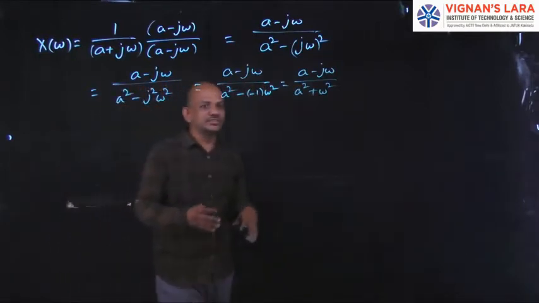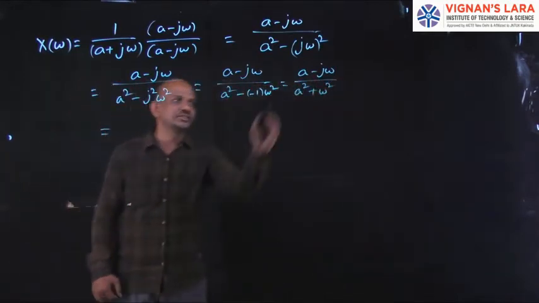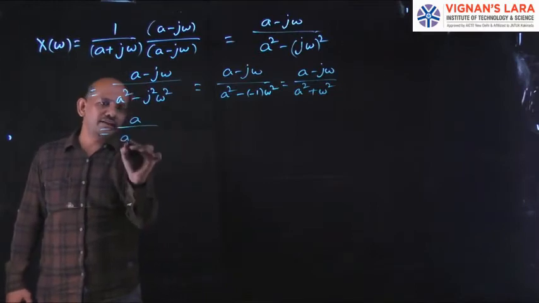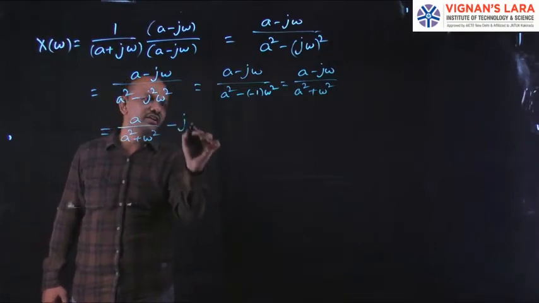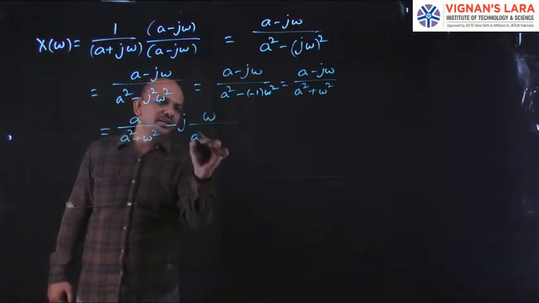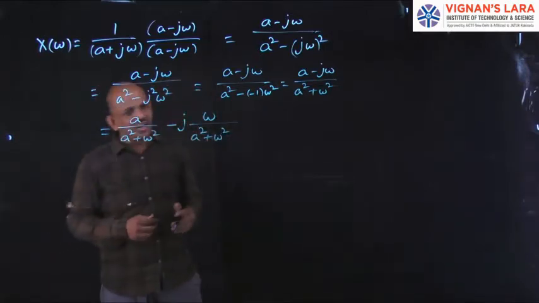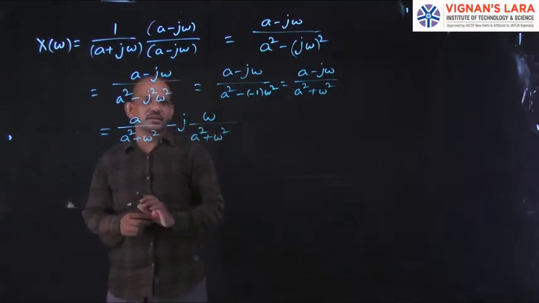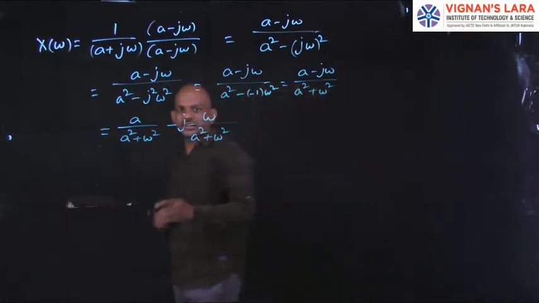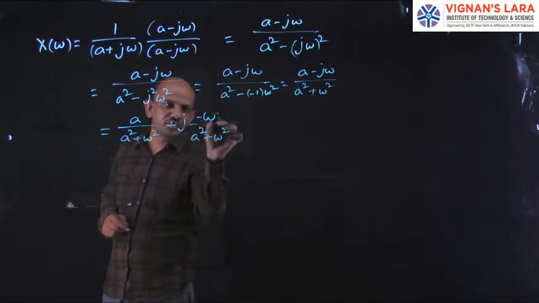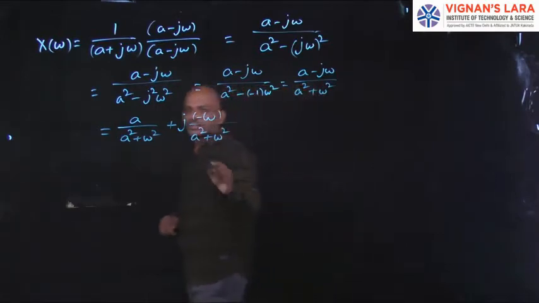Now I can separate this into a real part and imaginary part. So this will be separated as a by a square plus omega square minus j into omega by a square plus omega square. Clear? Okay, you can separate this. Or if I write plus here, I can write minus here. That is a plus jb. If you want to write like this, you can write a plus j into minus omega by a square plus omega square. Both are same. Clear? So a plus jb.